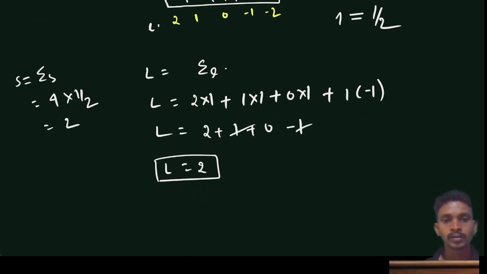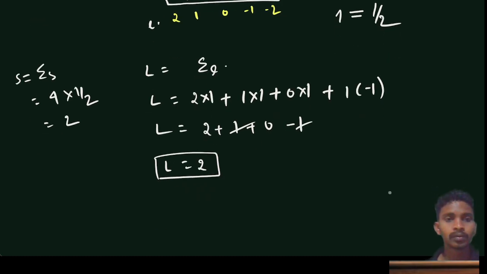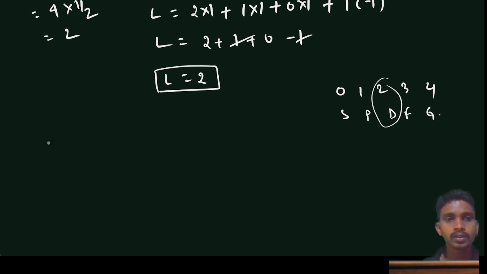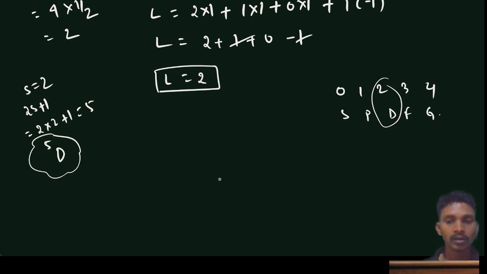You know that 0 1 2 3 and 4 are S, P, D, F, G. So L equal to 2 is D, and S is 2. If S is 2, then 2S plus 1 is 2 into 2 plus 1, that is 4 plus 1, that will be 5. So this is the term.